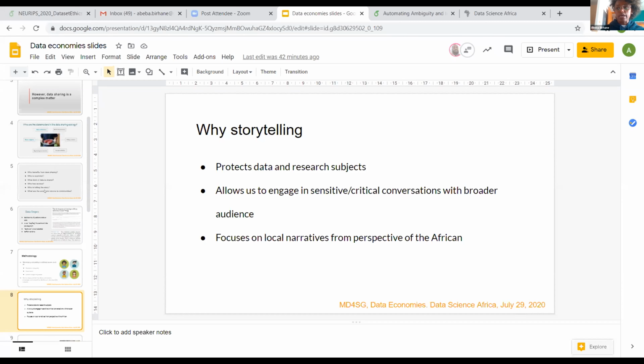So we chose storytelling because that way we can anonymize the names and replace sensitive data such as even a country, or the name of an organization, or the data collector herself or himself. We can protect sensitive information, but also by engaging with African or African-related researchers, we also get the perspective of the African.